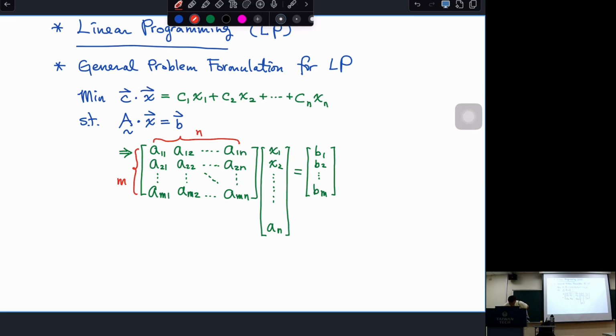So this is m by n, and here, oh, typo, this should be x. So the vector of x, this is n by 1. And when you multiply them together, this at the end is m by 1, right?